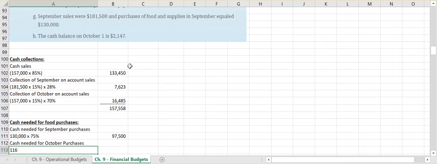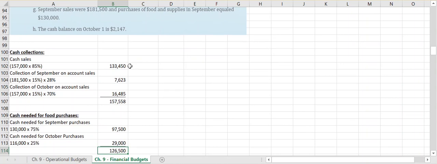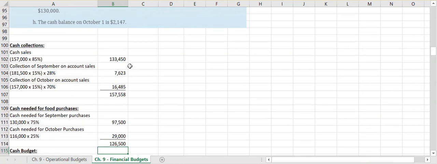They tell us that we anticipate buying $116,000 in food and supply purchases in the month of October, and we pay 25% of that in that same month. So in total, we're going to need $126,500 in cash available to pay for those on-account purchases. So now we can utilize that information to put together our cash budget.